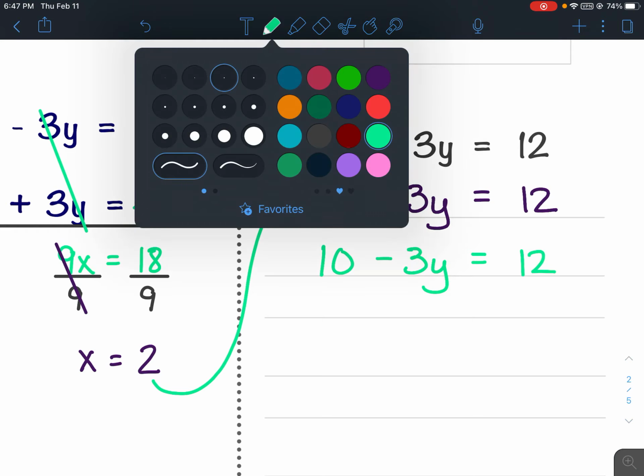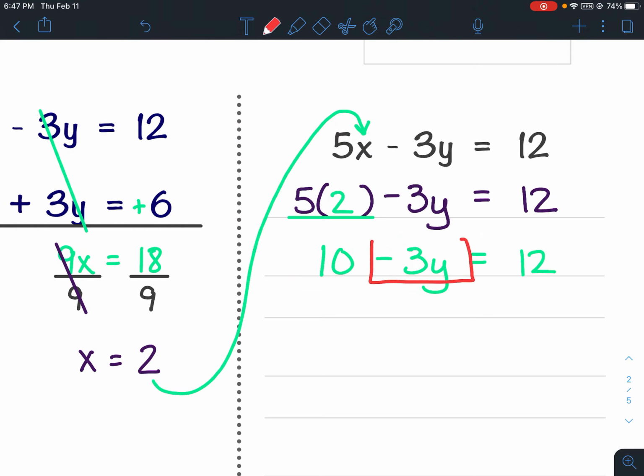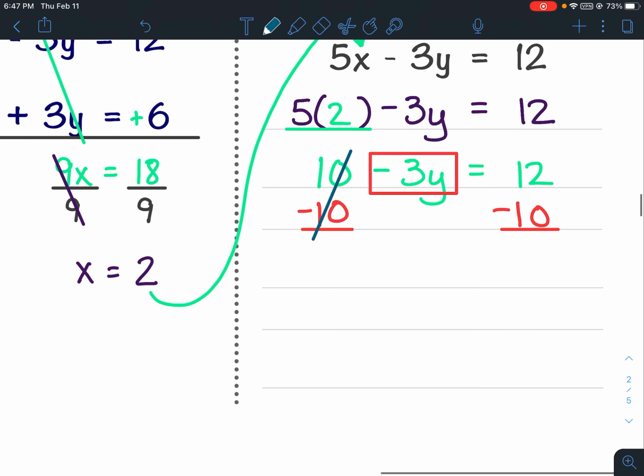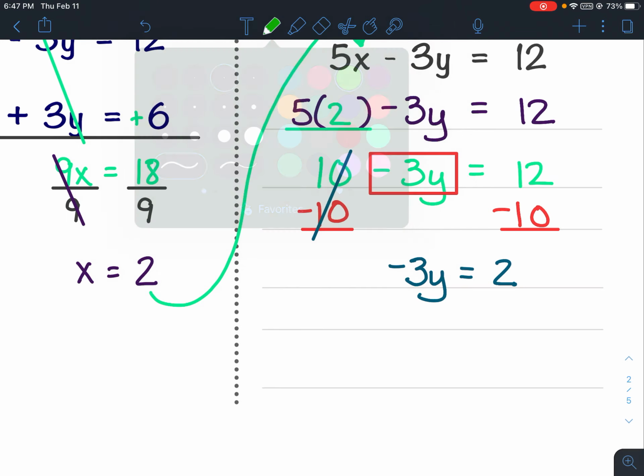And we've got a two-step equation. Box my variable term. I have a positive 10. The inverse would be negative 10. So I'm going to subtract 10 from both sides. Cancels the 10s. Bring down my negative 3y. 12 minus 10 is 2. Now I divide both sides by negative 3.